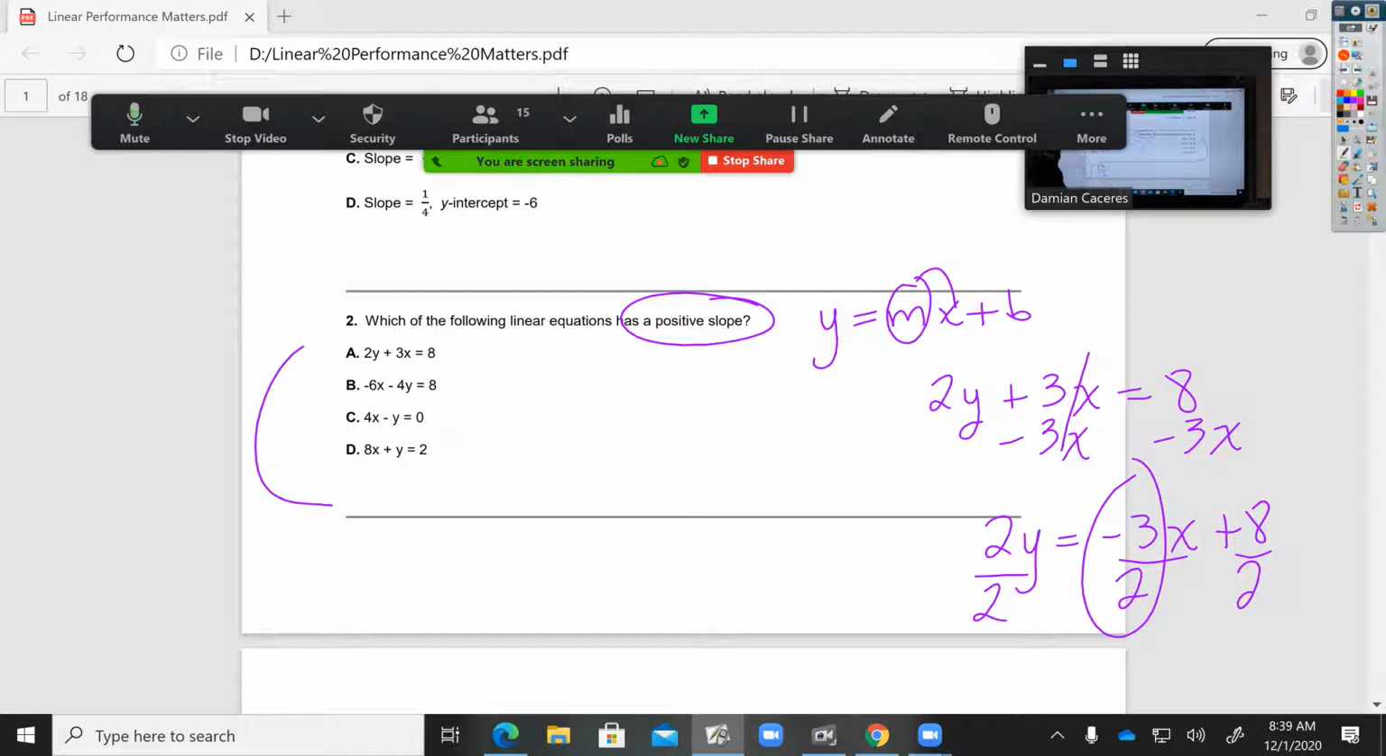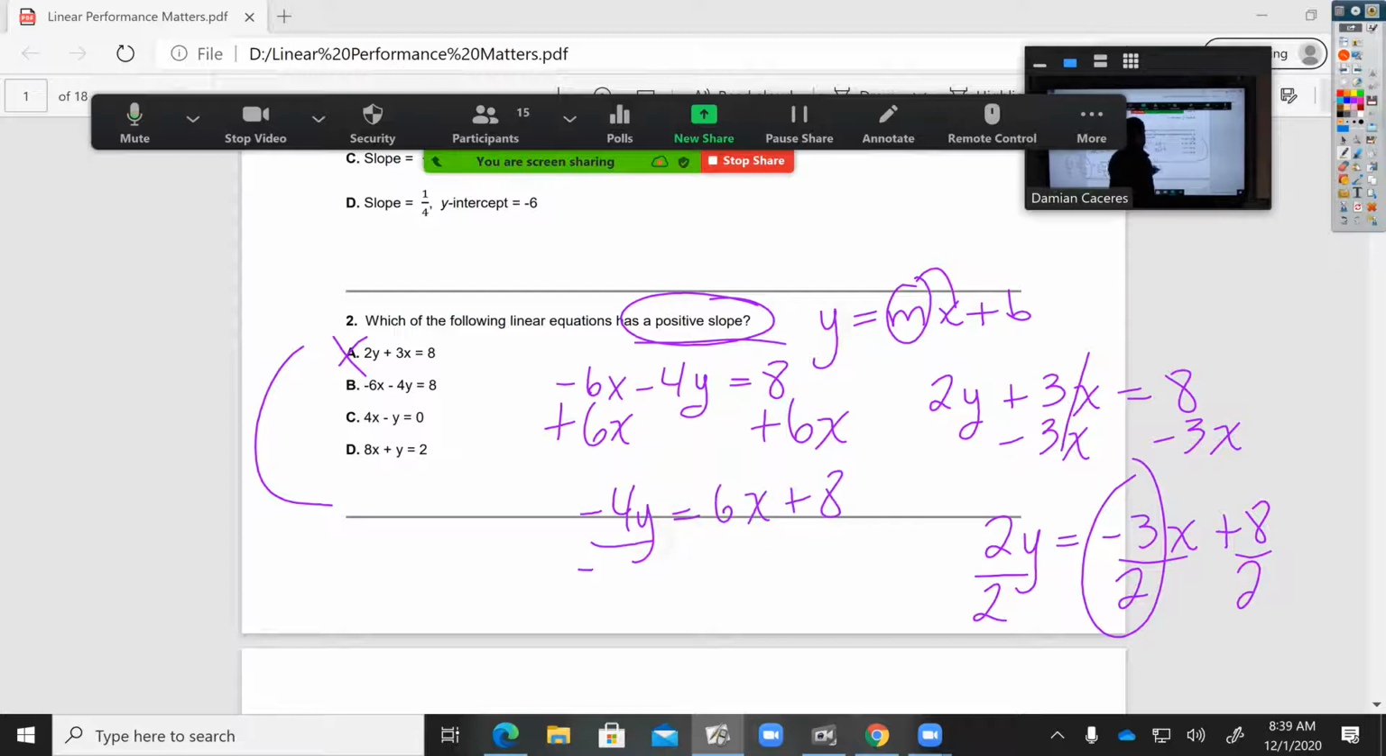Is that a positive slope? No, that's a negative slope. So A can't be the answer. Now the next one, we have -6x minus 4y equals 8. We're going to add 6x to both sides. And then we're going to divide by the coefficient on the y, which is -4. Again, this is -6 over 4, not a positive slope. So B cannot be the answer.